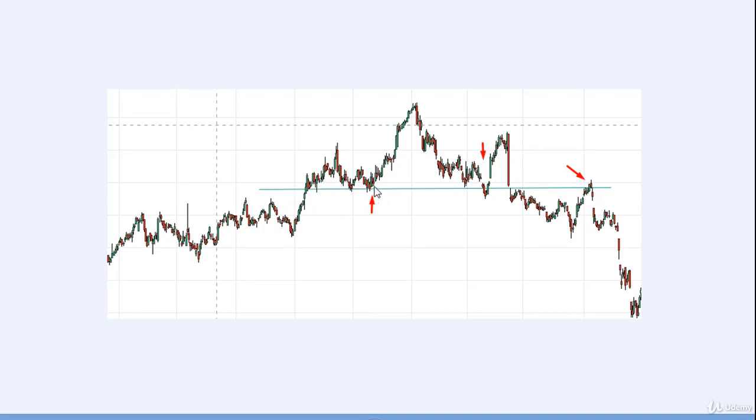Then a head formation is there. The peak of the head is always higher than the peak of the left shoulder. It is also taking support on the same line which we call the neckline. Now it is the formation of the right shoulder, and when we get a breakout on this neckline in a downward direction, we can make our short sell position here.